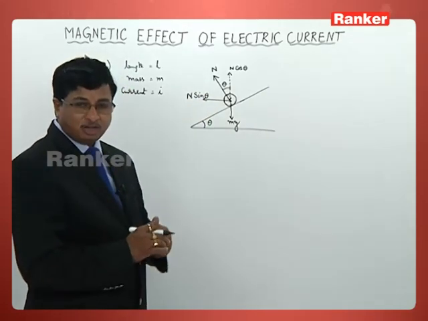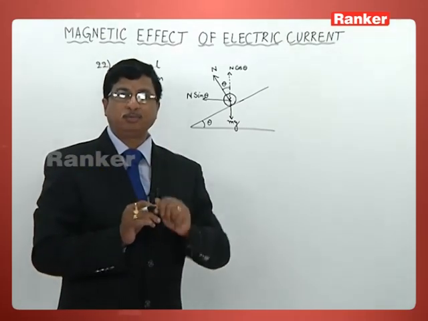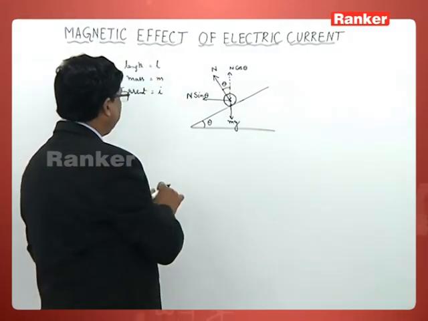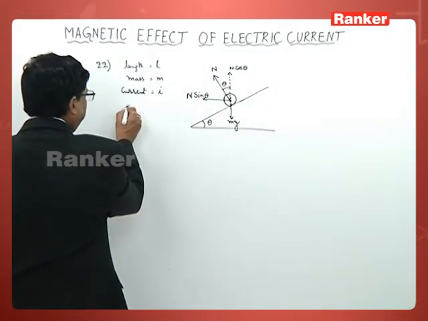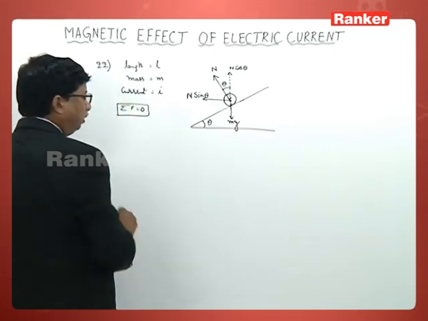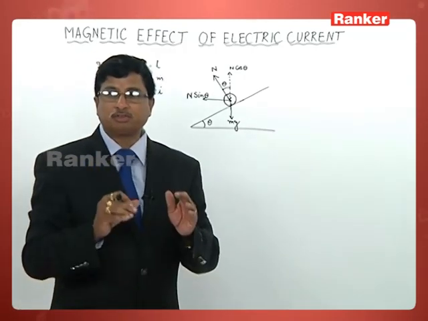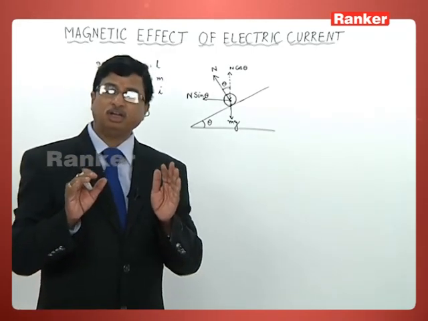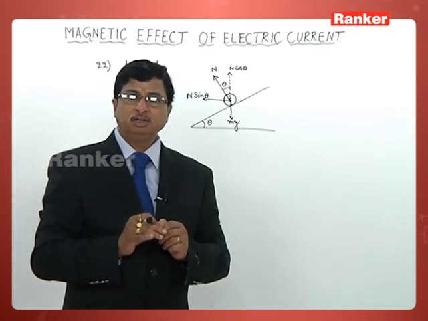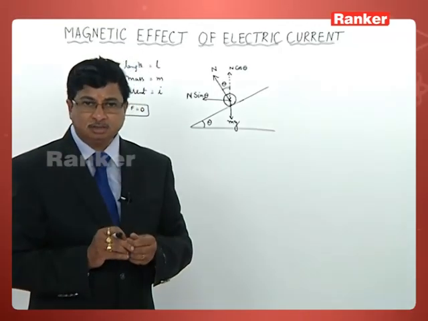What one should understand here is that for equilibrium of the conductor, we know very well the equilibrium condition for any body is that sigma F must be 0. The algebraic sum of forces acting on that particular body must be 0. That is the condition for equilibrium of any body. Even in this case, the same is supposed to be considered.